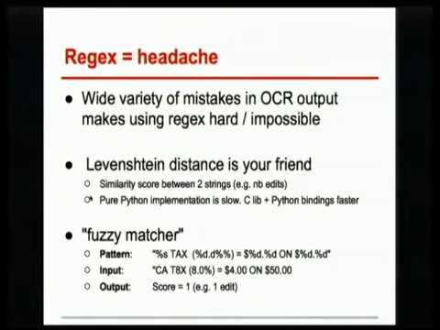Now, an interesting thing is Levenshtein distance. It's a cool algorithm. You take two strings, and it gives you a similarity score, the number of edits between the two strings. So we took Levenshtein distance and built our own little string utility. We call it the fuzzy matcher. As input, it takes the pattern you're looking for, and you feed it the OCR text. As output, it gives you a score. So it tells you, this line in OCR is one edit away from what you're looking for. That's what we use to find patterns in the receipt and extract the data.